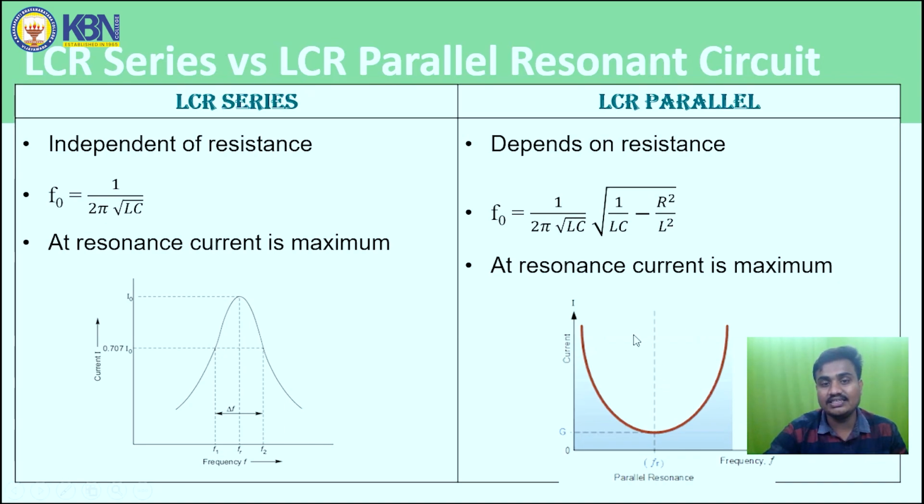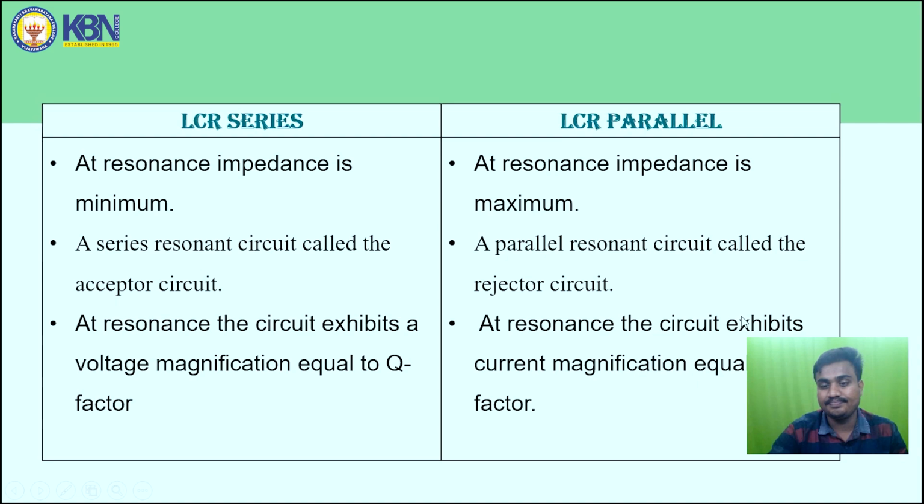Whereas in the LCR parallel circuit at resonance, the current is minimum. We can see that as the frequency increases, the current will decrease. After that, if you go on increasing the frequency, the current will go on increasing. In the LCR series circuit, the impedance at resonance is minimum, but in the parallel circuit, the impedance at resonance is maximum.